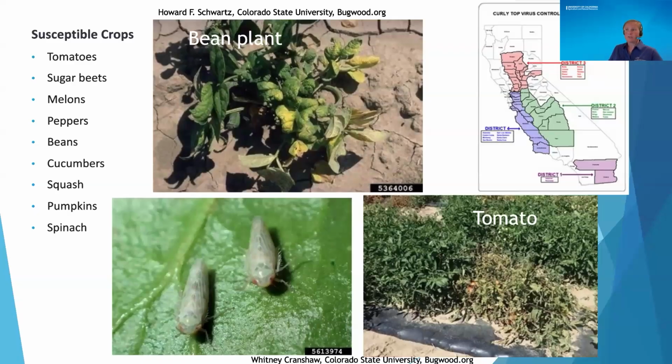Again, those susceptible crops, tomatoes at the top of the list, but sugar beets, melons, peppers, beans, cucumbers, squash, pumpkins, spinach. Unfortunately, the beet leafhopper is established across much of California, and it does have a distinctive seasonal pattern. And you can see on the map there that I pulled from the CDFA website, there is a geographic footprint that CDFA follows, and they do surveillance across the seasons for this pest in very specific regions: San Joaquin, Sacramento, Central Valley, Salinas, and the Imperial Valley. They do focus on certain plant types when they're surveilling for this pest.